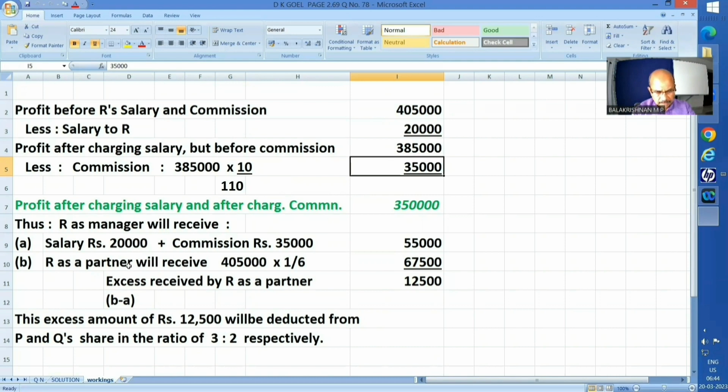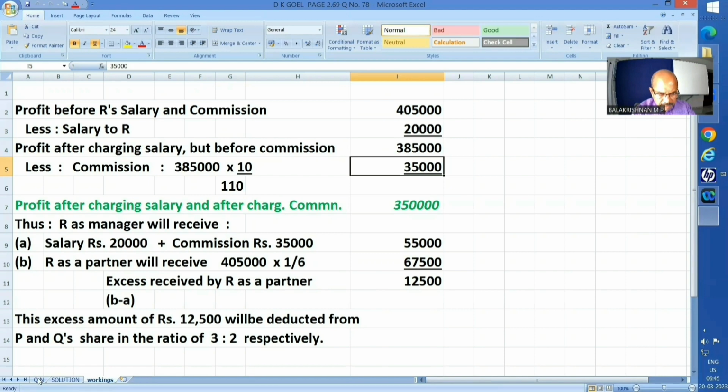R as a partner. Okay. When he receives the package, we will consider him as a manager. And in case he is to be given based on 1/6 profit, we will consider him as a partner. Yes. How much? 4,05,000 into 1/6, that is 67,500. Obviously, this alternative B is the one now relevant. That being the case, it is an amount of 12,500 over the first alternative.